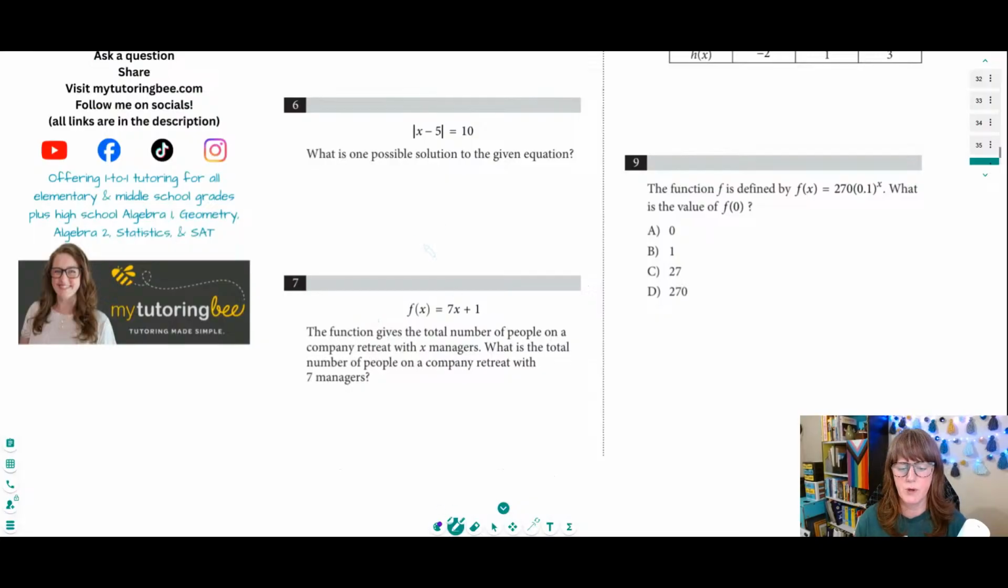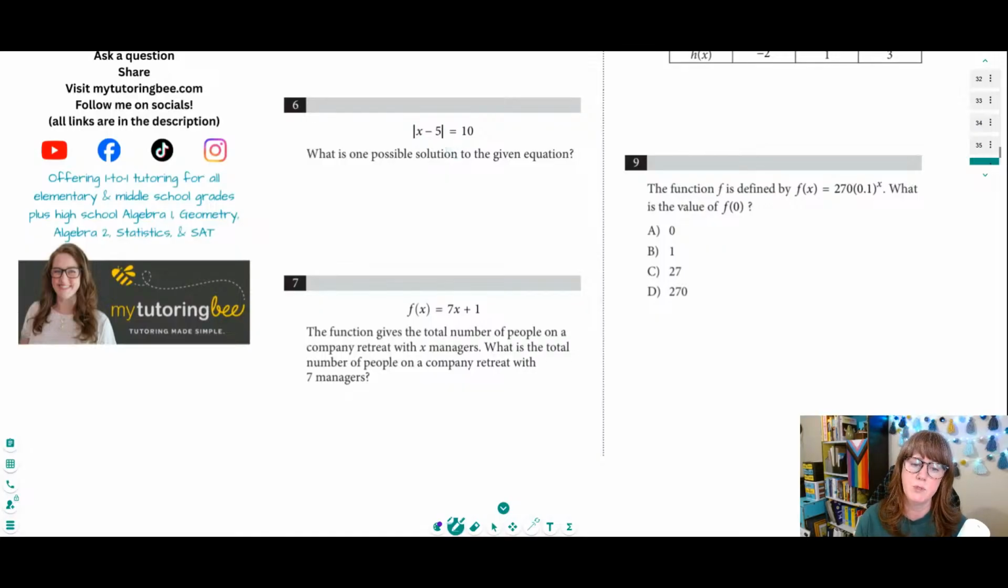Okay, number 6, we don't have a multiple choice on this one. We've got the absolute value of x minus 5 equals 10. What is one possible solution to the given equation? Okay, so there are going to be 2 different solutions to this equation, but they're just asking for one. We're going to go over how to find both.